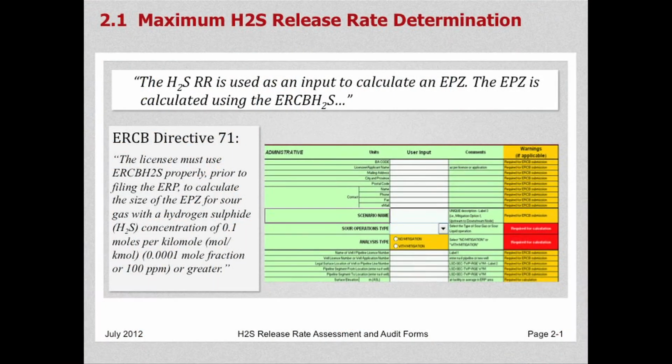In section 2, as we were talking about the maximum H2S release rate determination, they are speaking again to the EPZ calculations. With Directive 71, they have stepped in and governed the calculation of a release rate, requiring that industry use ERCB H2S software to calculate. So CAPP no longer really advises, but simply refers to those regulations now. There's a clear distinction between Directive 56, which lays out what is necessary to do an H2S release rate. You come up with those results and numbers, then plug them into the ERCB H2S software, which is governed by Directive 71.